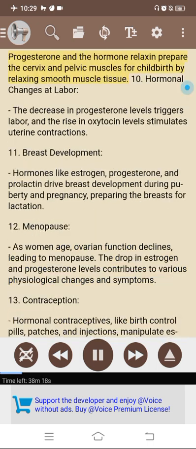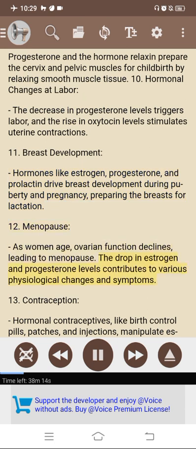9. Relaxin and progesterone. Progesterone and the hormone relaxin prepare the cervix and pelvic muscles for childbirth by relaxing smooth muscle tissue. 10. Hormonal changes at labor. The decrease in progesterone levels triggers labor, and the rise in oxytocin levels stimulates uterine contractions. 11. Breast development. Hormones like estrogen, progesterone, and prolactin drive breast development during puberty and pregnancy, preparing the breasts for lactation.